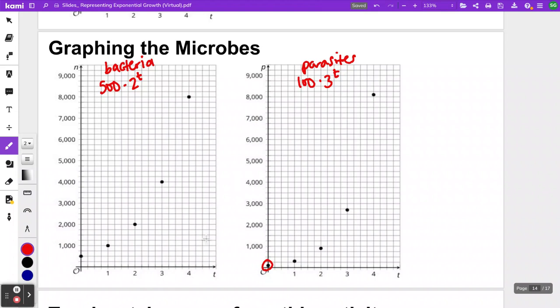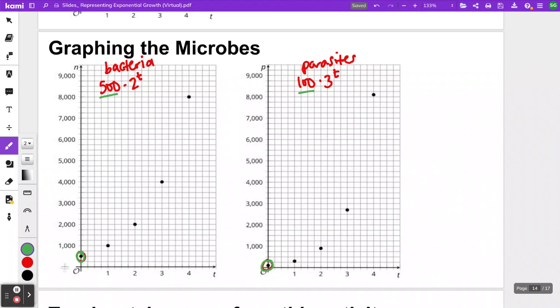So one of the things I've had people point out in the past is the parasites, we're starting out with less of them than we do with the bacteria. So to connect that to our equation, our bacteria we know is starting at 500. Our parasites we see are starting at 100, so it's starting a little lower on that y-axis.